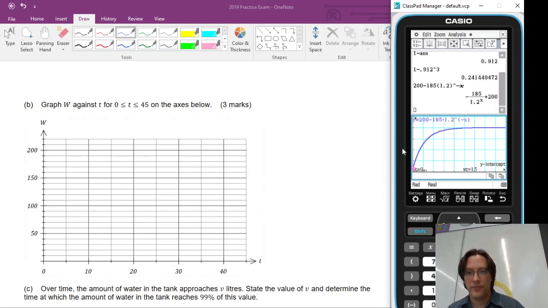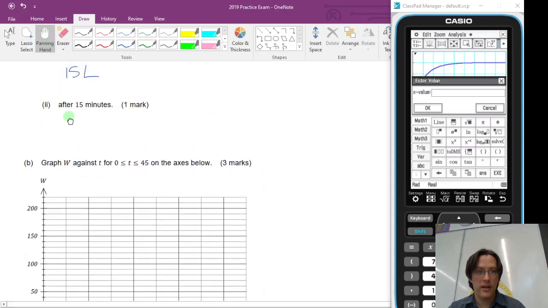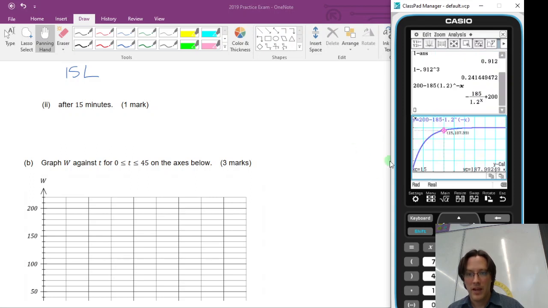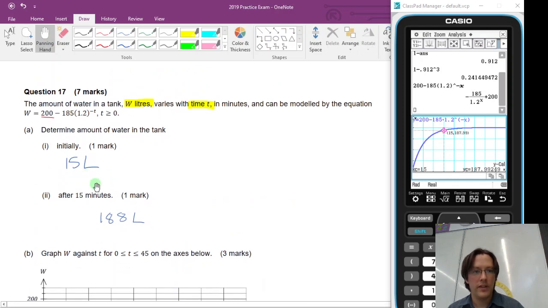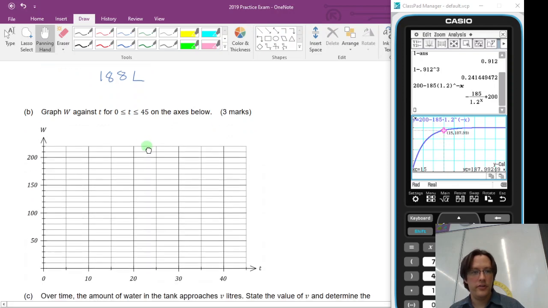Where's the y-intercept? It's at 15, as we predicted. And I can do a y-calc when x equals, so that was after, where are we? After 15 minutes. So I can put 15 in there. And that gives me, there we are, 188 litres. We'll just round that up. There we are. So it looks like it gradually gets to 200.